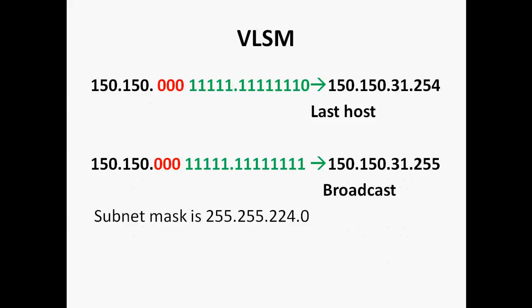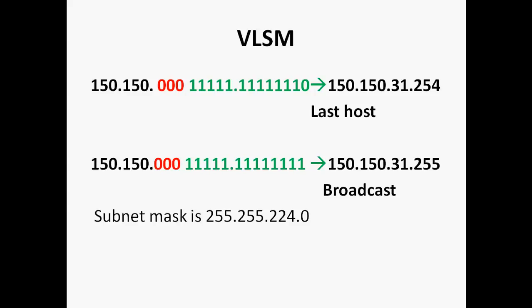So the first bit is 0, that red color bit 0, corresponding decimal value is 128. You don't need to add it because it's 0. Next one, 64, also you don't need to add it. 32 also you don't need to add it. Next one 16, 8, 4, 2, 1. You can add these values, and you will get 31.